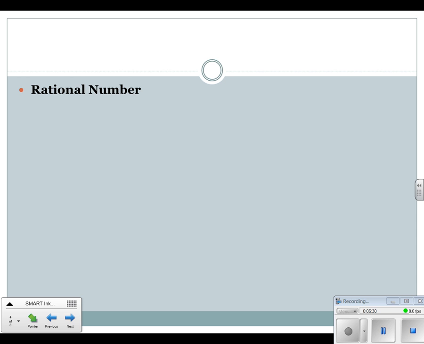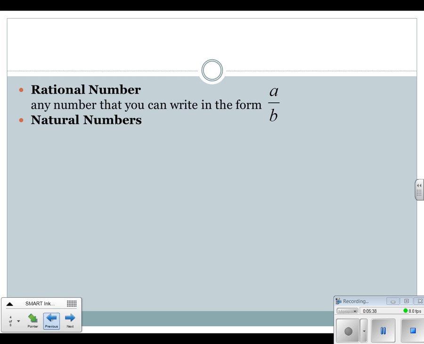A rational number, we're going to define different real numbers here. A rational number is any number that you can write in the form of a over b. Natural numbers start with 1, and then 2, 3, dot, dot, dot. It goes on forever. We're not dealing with parts of wholes here. We're just working with 1 and up. Very similar to whole numbers. Whole numbers start with 0. We don't have any decimals or parts of wholes.